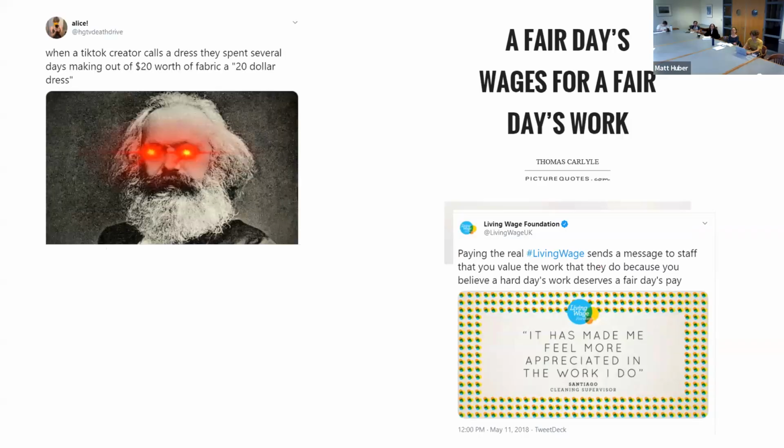Sorry to keep doing funny Twitter things, but I just saw this also in 2020, where a TikTok creator calls a dress they spent several days making out of $20 of fabric a $20 dress, which is, in this case, actually erasing the labor they did, right? They're just saying, oh, I was able to turn this $20 into, and I love the Marx red eye thing, which is like, what are you talking about? That's labor. That should add value to the product, right?